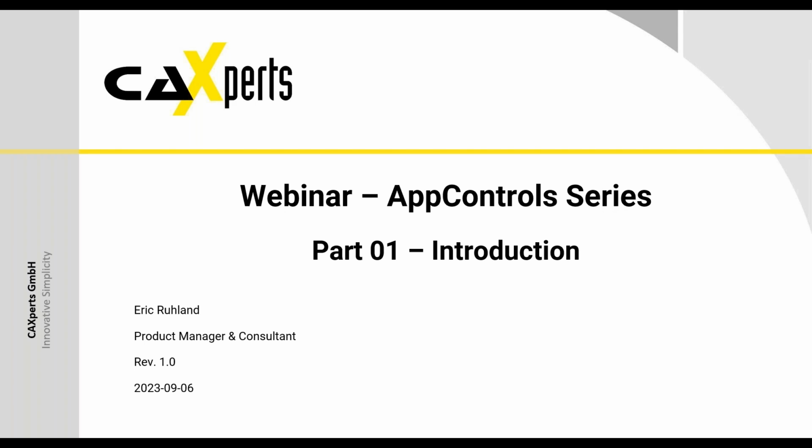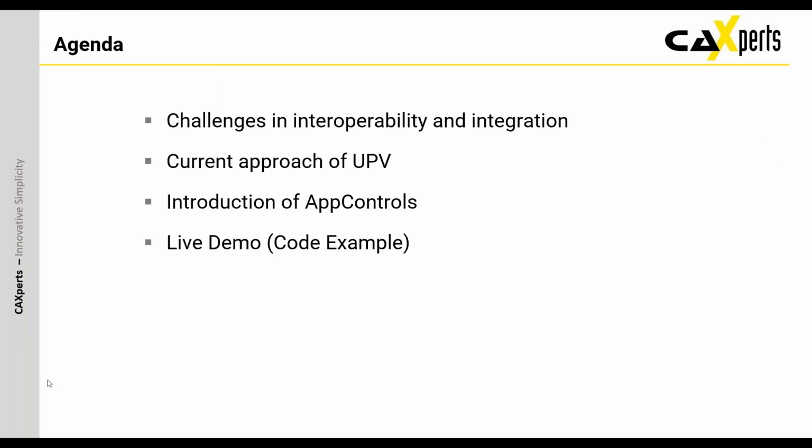Now, let's have a look at today's agenda. We will look at the current challenges and risks in interoperability and integration. Afterwards, we will look at the current approach of UPV and its limitation, and then follow up with the new AppControls and how it tries to solve these limitations. I will also show you an example of an app control as well as the code used to create this app control.